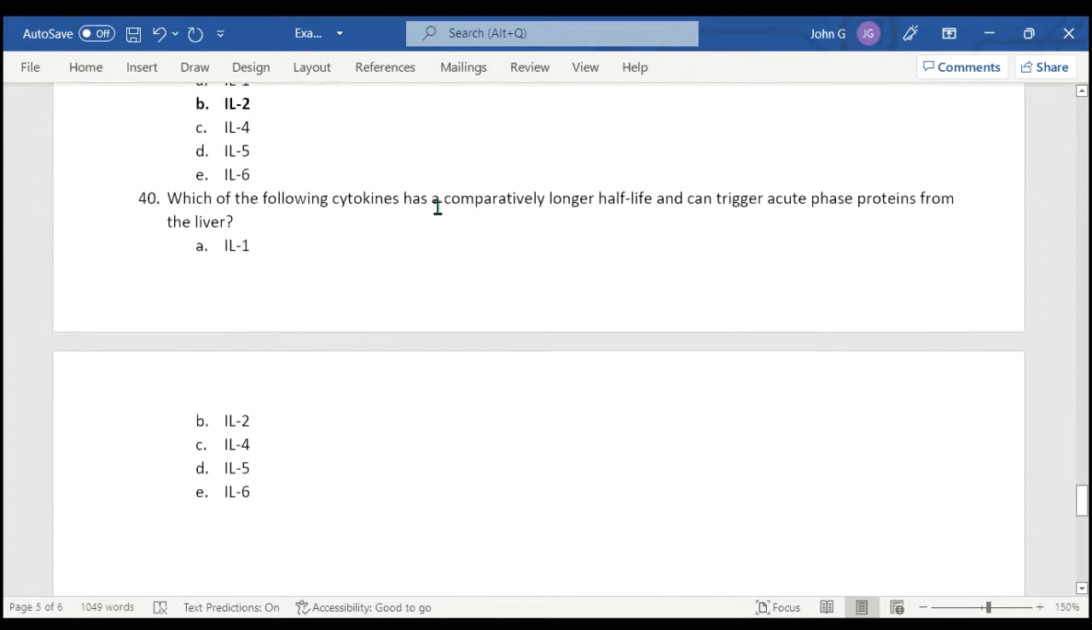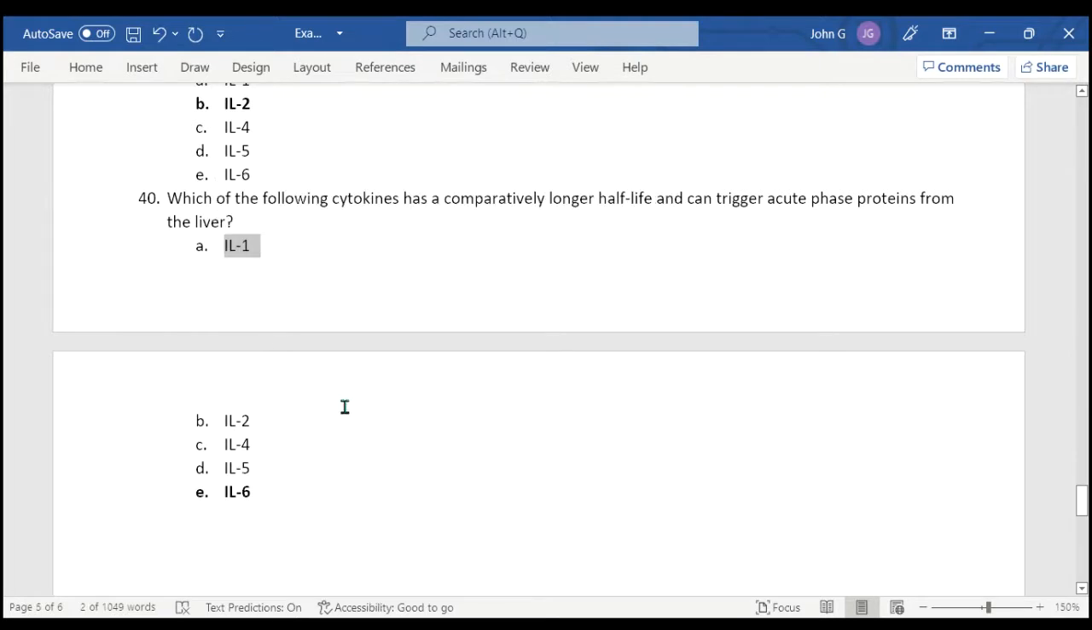Which of the following cytokines has a comparatively long half-life and can trigger acute phase proteins from the liver? This is going to be IL-6. IL-6 has a long half-life compared to the other cytokines that are made.